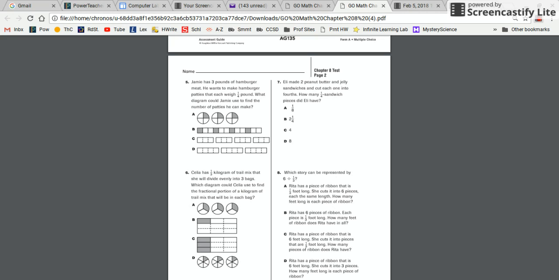D. Rita has a piece of ribbon that is 6 feet long. She cuts it into 3 pieces. How many feet long is each piece of ribbon?